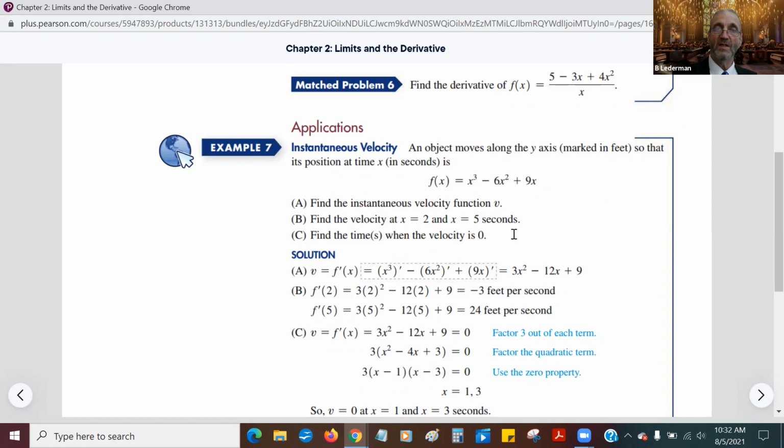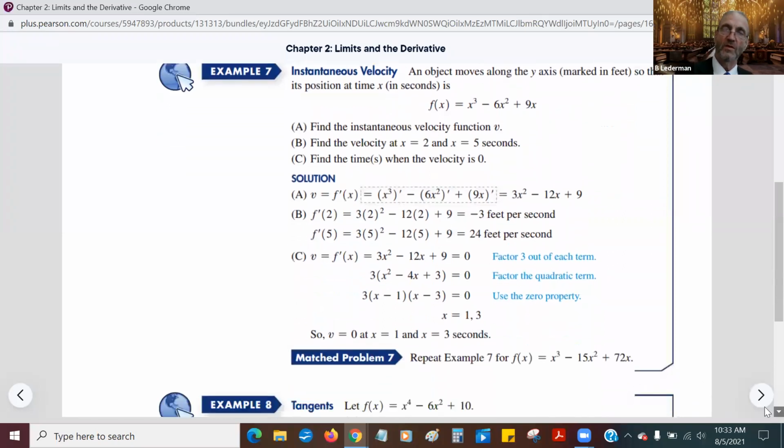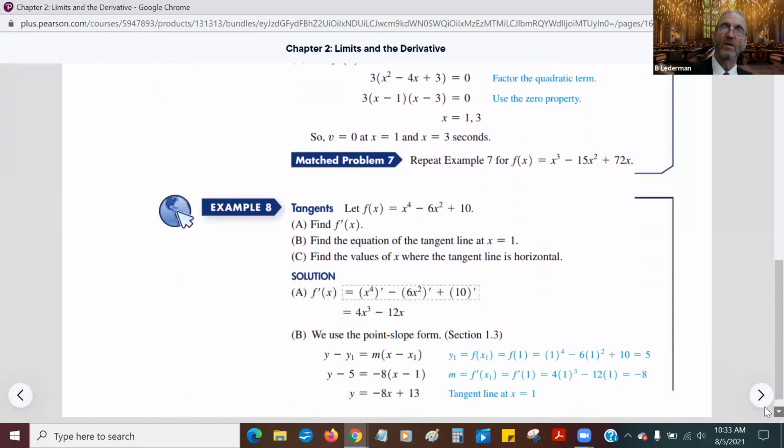Find the times when the velocity is 0. So all I'm going to do is take the derivative, set the derivative equal to 0. Isn't that cool? Because the derivative is 0, so the velocity is 0. So I'm going to factor out 3. Then I'm going to factor x squared minus 4x plus 3. I get x minus 1, x minus 3, which means when x equals 1 and x equals 3, at those 2 points, the velocity is 0. The derivative is 0, meaning that the velocity is 0.